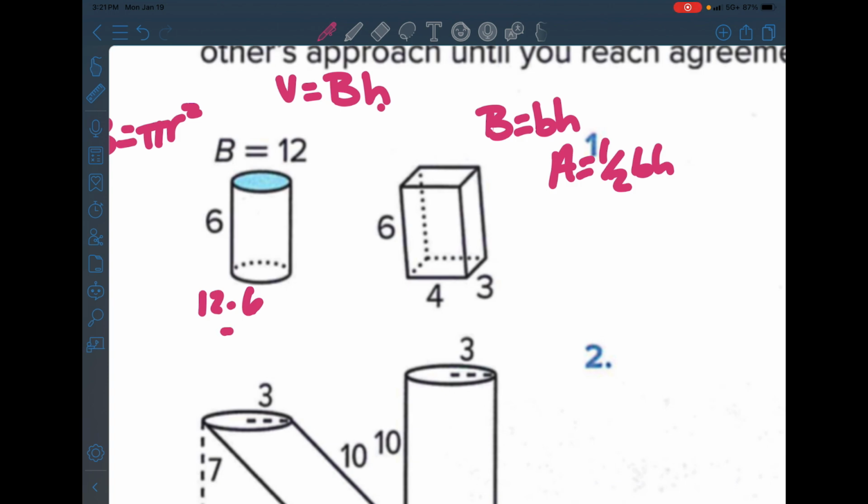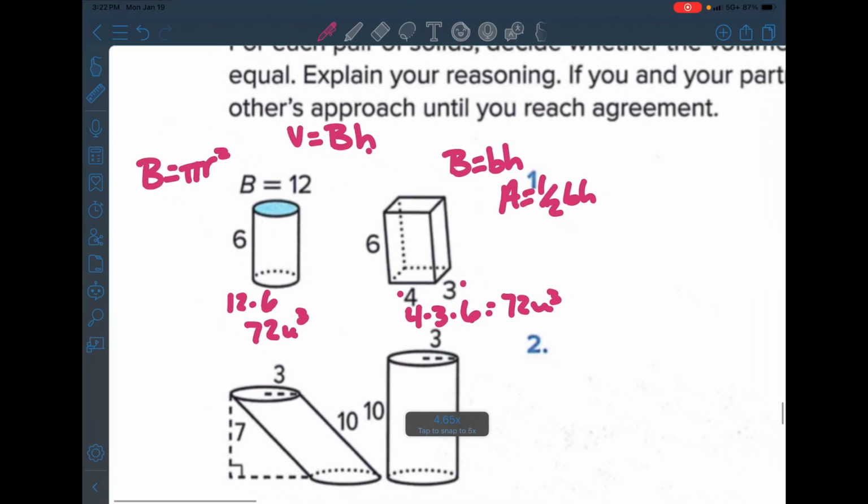So that's 72 units cubed. And then for this one, capital B is your base times your height. So we're going to go 4 times 3 times your height of the prism. So 4 times 3 is 12, times 6 is 72. And so on number 1, your volumes are the same. You're going to write that. Your volumes are the same.